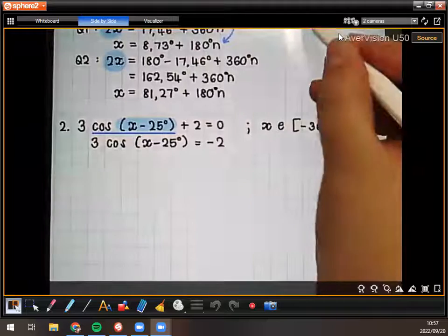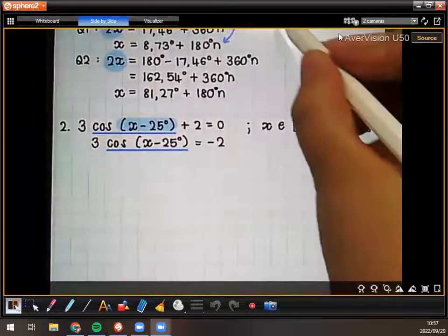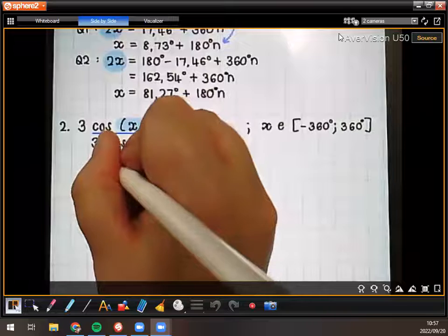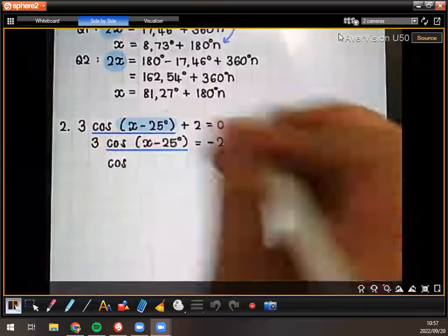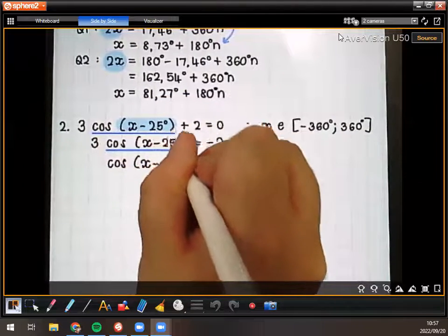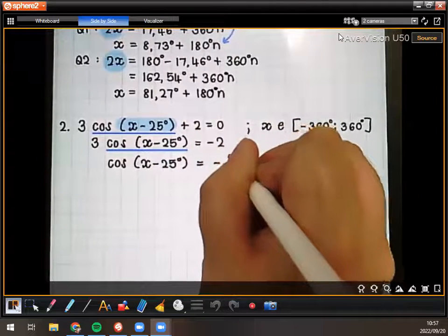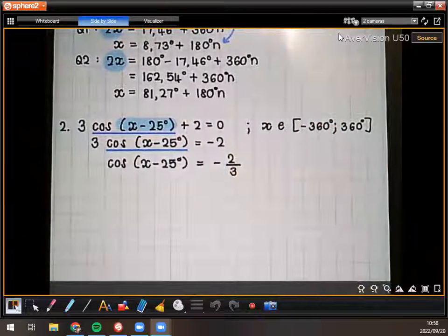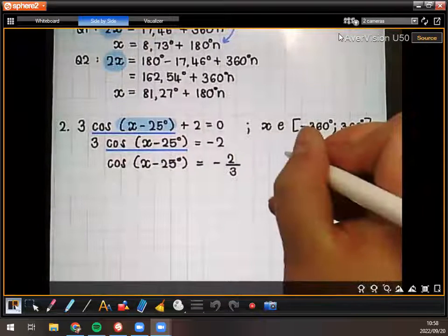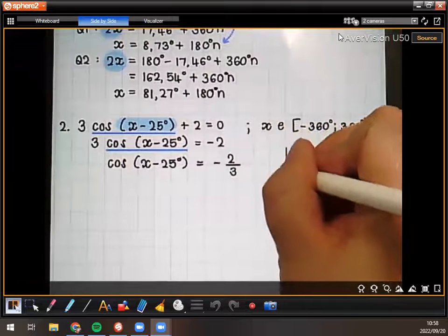Now the 3 I must still move, right? Because I'm trying to get cos and the angle alone. So the 3 I must move, and what's going to happen to that? Divide. So I'm going to have cos(x minus 25 degrees) equal to negative 2 over 3. And is that a positive or negative value? Negative. So I'm going to work in the quadrants where cos is negative.